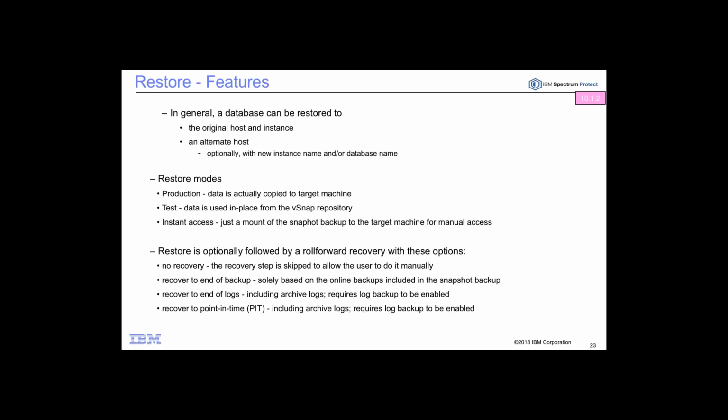And again, as I mentioned a little earlier, these are just the standard recovery modes for DB2, and you have the option to either not do any from Spectrum Protect Plus and do it by hand, or to have Spectrum Protect Plus apply one of the standard recovery modes to the database once it's restored.